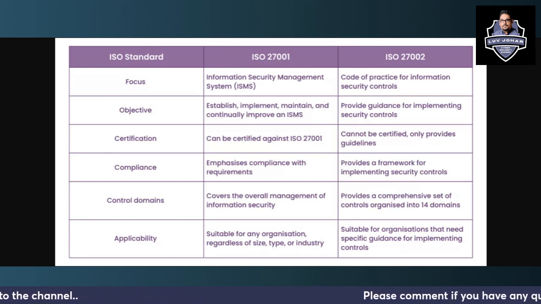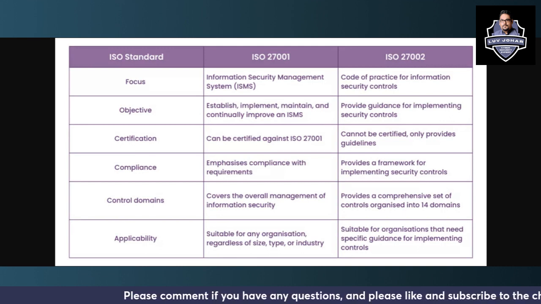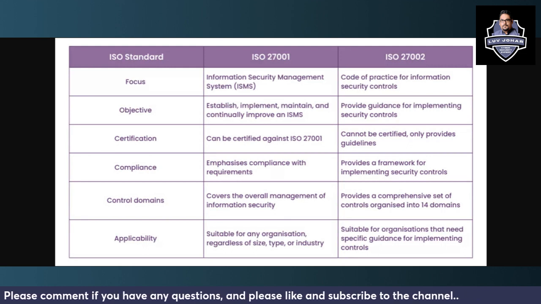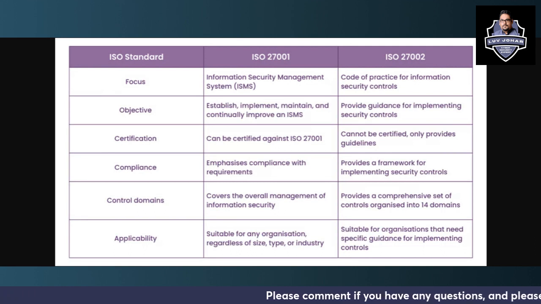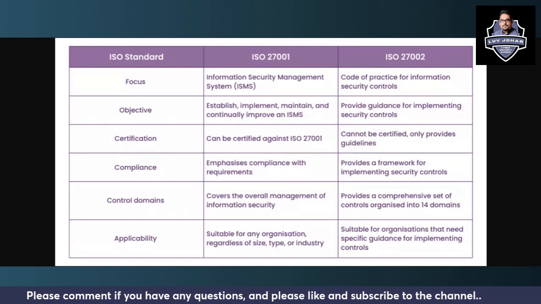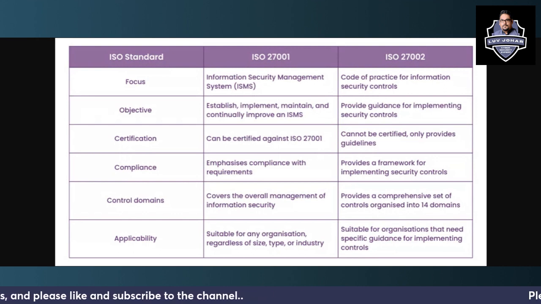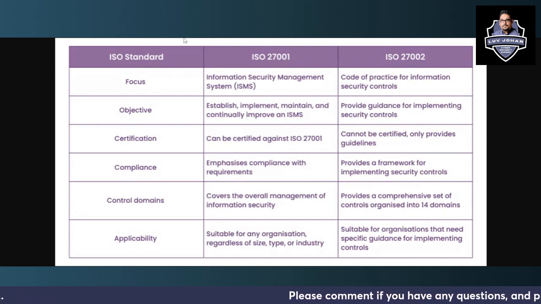Control domains are there, and basically control domains are the same. ISO 27001 lays out those controls, and ISO 27002 basically provides you in-depth implementation details on how to implement those controls. Okay, and after that you have applicability. ISO 27001 is suitable for any organization regardless of its size, type, or industry. However, ISO 27002 is basically nothing but guidance for implementing the controls which are laid out in ISO 27001.